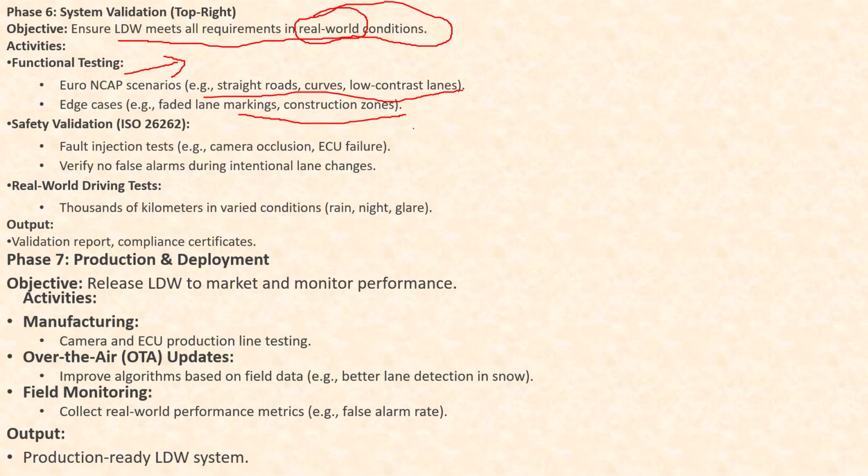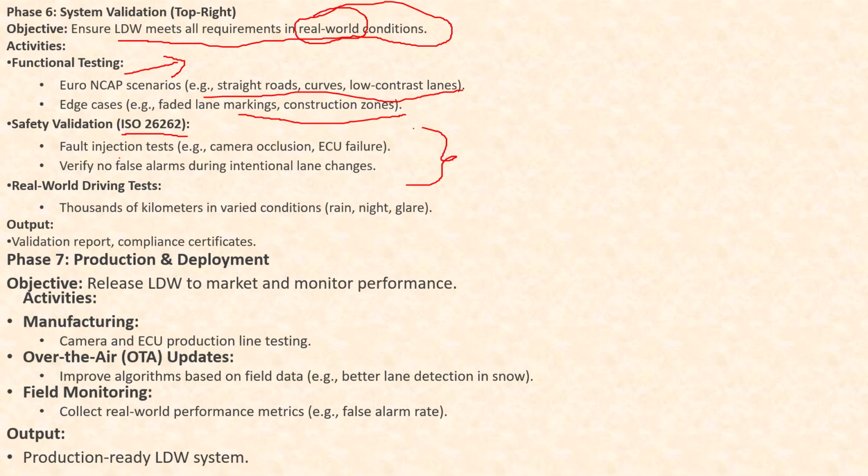Okay, next comes the safety validation, which is in line with ISO 26262. As I said, ISO 26262 I clearly explained to you in the functional safety chapter. The functional tests are there. Fault injection tests like camera occlusion, ECU fault injection test, ECU failure. What is meant by fault injection test? The whole system should be able to work even with a minute fault. So you deliberately inject a fault to see how the entire vehicle works in the presence of the fault. That is called fault injection test. Now this is also something I already explained.